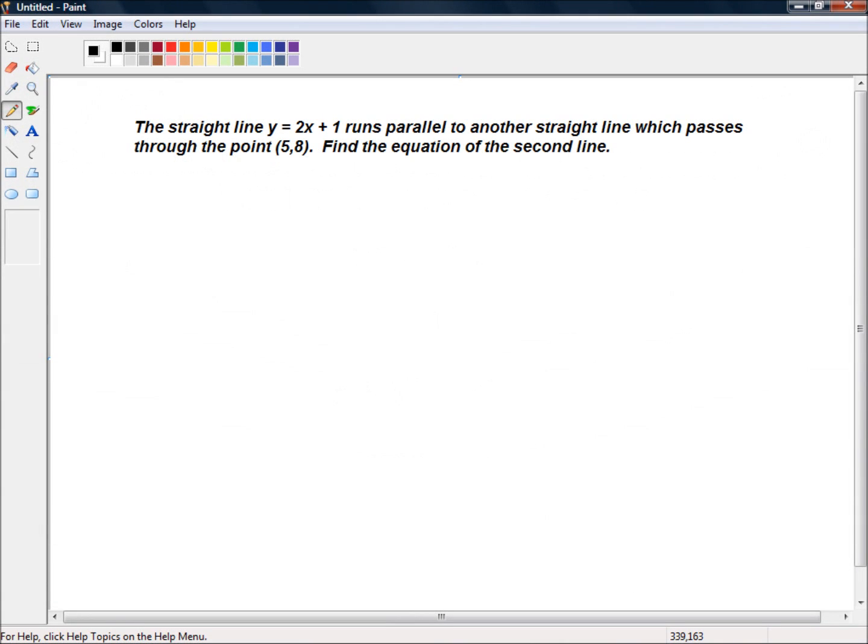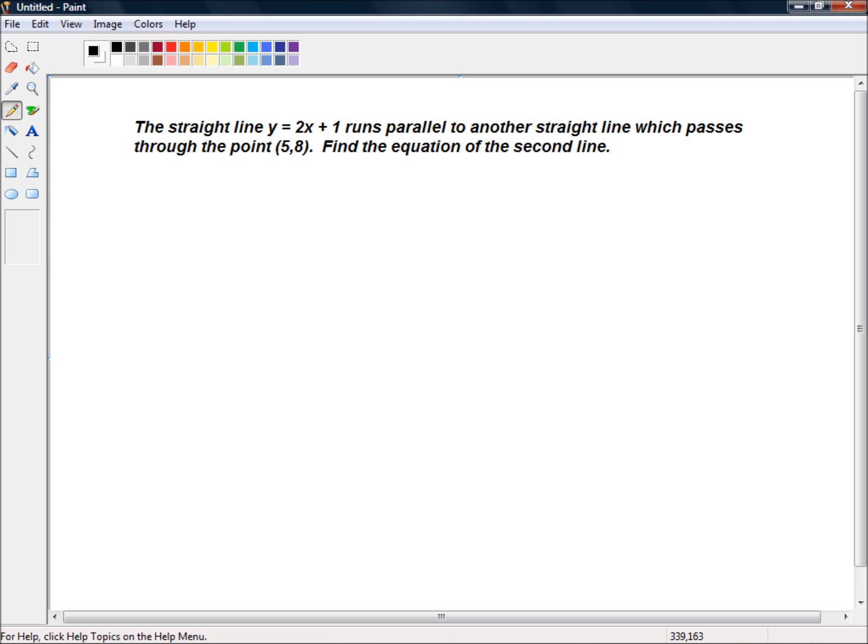Okay, well, so much for the theory. Let's have a go at putting that into practice. We're given the question, the straight line y equals 2x plus 1 runs parallel to another straight line which passes through the point 5, 8. Find the equation of the second line.